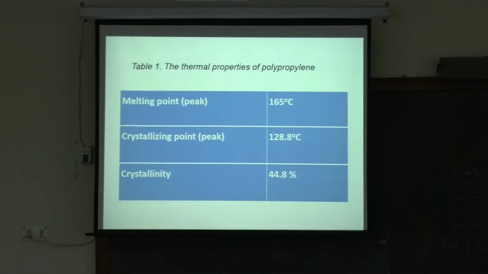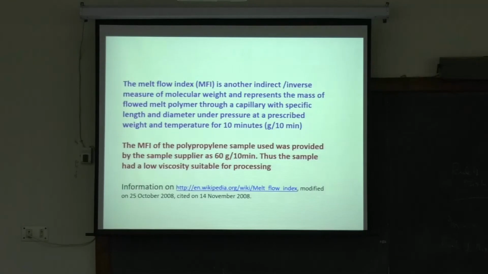Melting point, 165. Crystallization point, about 129 degrees C. Crystallinity is about 45%. That is the thermal property of polypropylene. The melt flow index of the sample was 60 grams per 10 minutes, meaning the sample had a low viscosity. Now, typically you can have 10 and above. So if you have a higher melt flow index, then it's low viscosity.